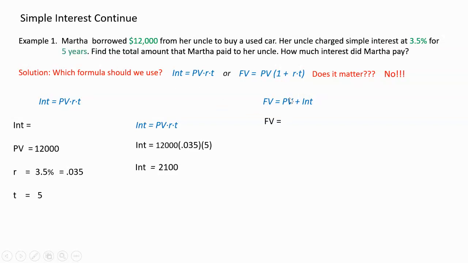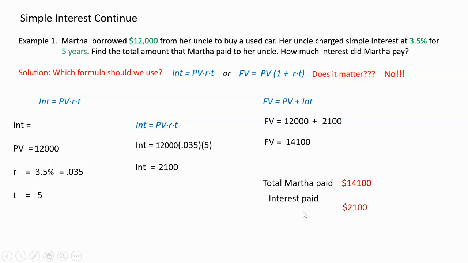So the future value will be the amount that Martha borrowed plus the interest. So the amount that Martha borrowed was 12,000 plus the interest, which was 2,100. So we add them up and they'll give us 14,100. So to answer the question properly, the total Martha paid was $14,100, and the interest paid was 2,100. So these are the correct answers for number 1 here.